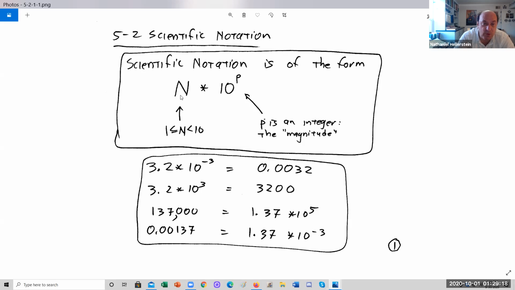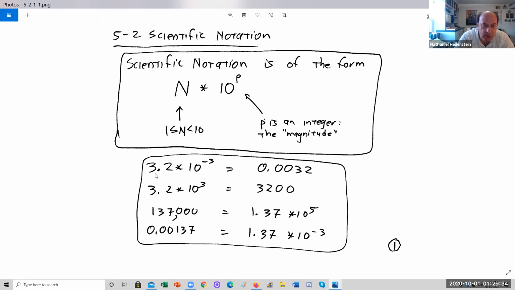You write the number in this form, n times 10 to the power p. This number n is at least 1 and strictly less than 10. In 10 to the power p, p is a whole number, the magnitude of that number.